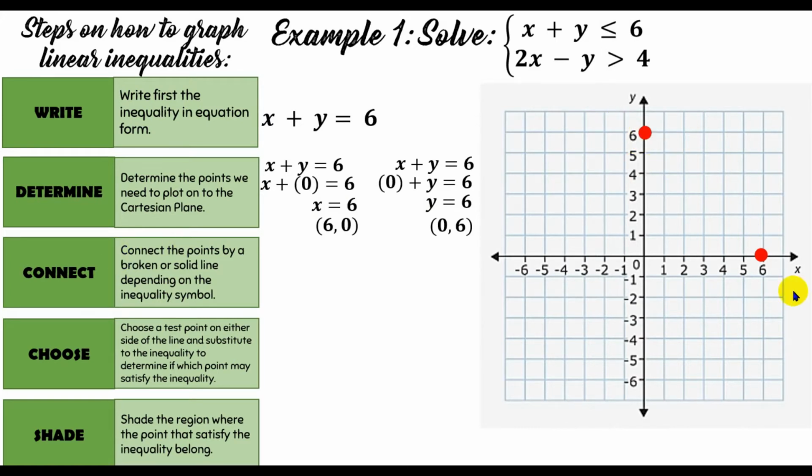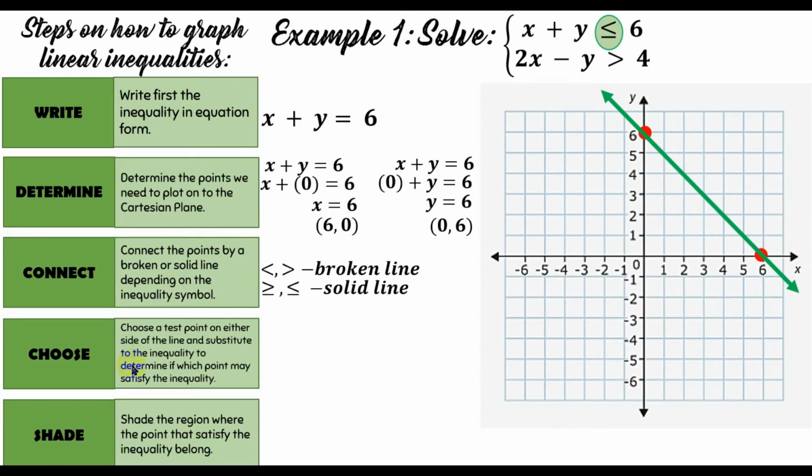Then we have to connect these 2 points using a solid line or a broken line, but it depends on the inequality symbol of our linear inequality number 1. So, saan nga ba siya kasama? Kasama siya doon sa solid line kasi meron siyang less than or equal to. So, we have to draw a solid line passing through these 2 points.